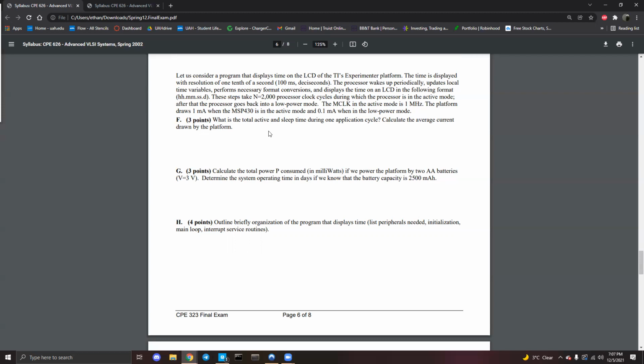These steps take n equals 2000 processor clock cycles, during which the processor is in active mode. After that, the processor goes back into low power mode. The MCLK in the active mode is 1 megahertz. The platform draws 1 milliamp when the MSP430 is in active mode, and 0.1 milliamps when in low power mode. What is the total active and sleep time during one application cycle? Calculate the average current.